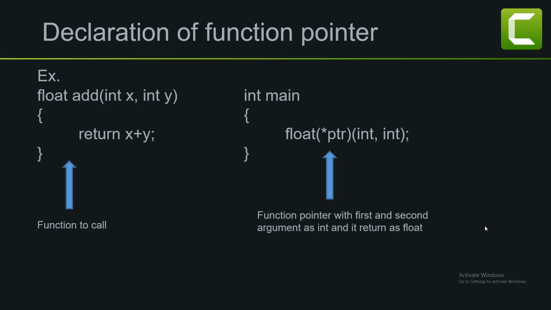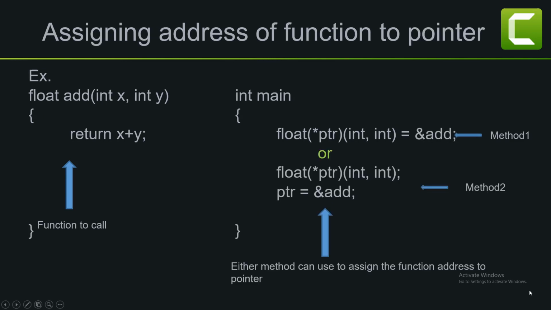ptr is just a function pointer, and the arguments of the function pointer are an integer for the first argument and also an integer for the second. So float is the return type of the function, and the two integers are the input arguments of the function. Now we will see assigning the address of a function to a pointer.